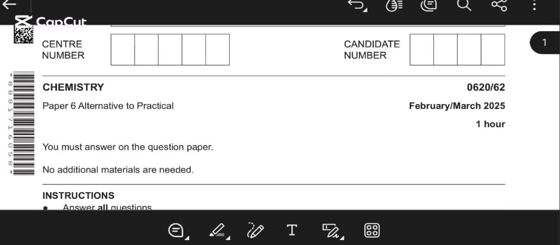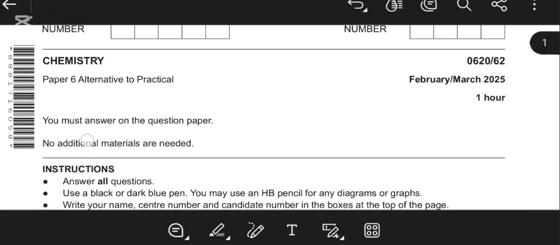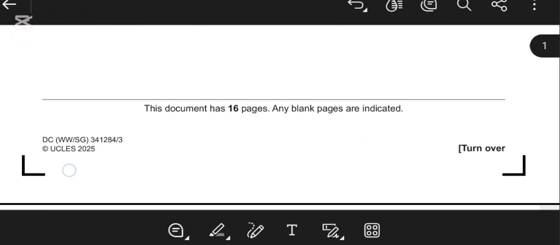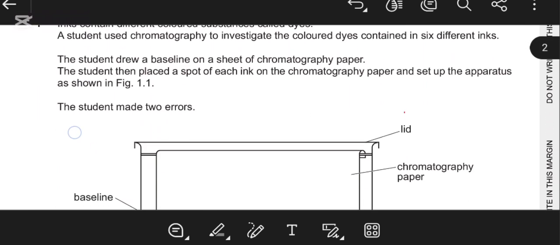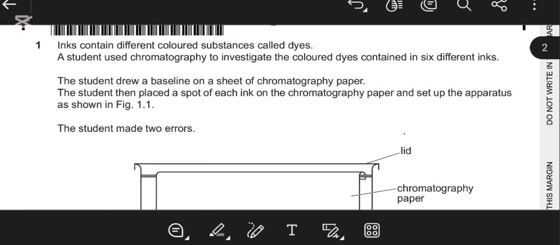Today we will be solving the 0620 February-March 2025 paper. You all must be having an exam tomorrow, so all the best. Don't forget to do this paper as it's the most recent one.